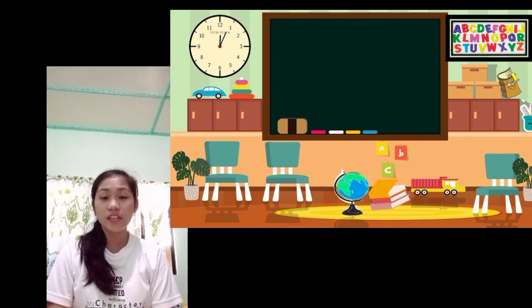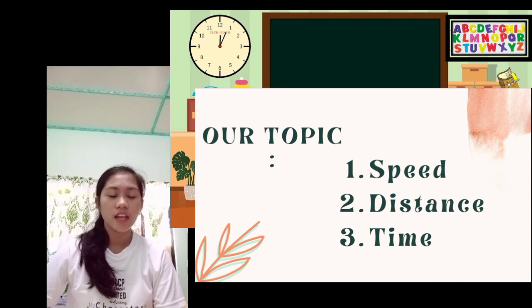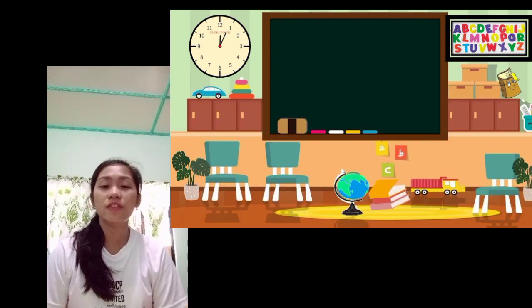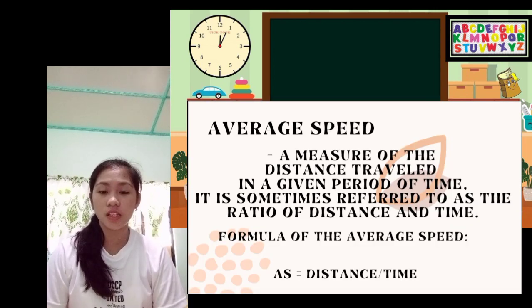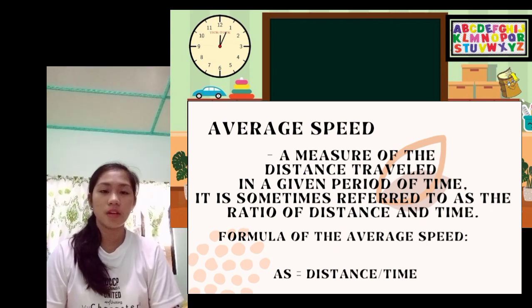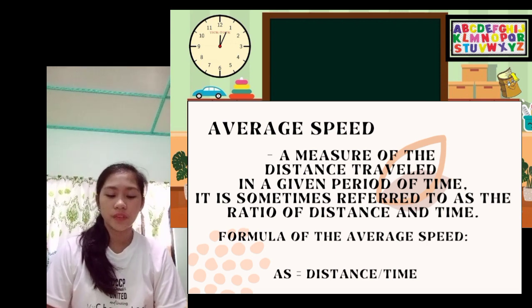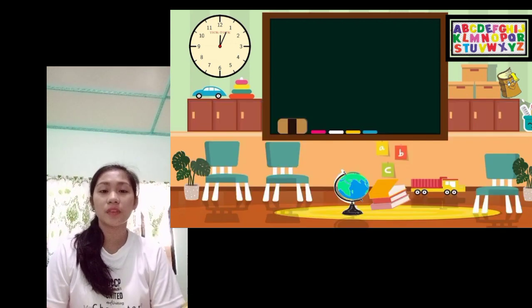But first, let us define the terms as we will encounter them as we go on with our discussion for today. So first, let us define average speed. It is a measure of the distance traveled in a given period of time. It is sometimes referred to as the ratio of distance and time. So this is the formula of average speed. Average speed equals distance divided by time.